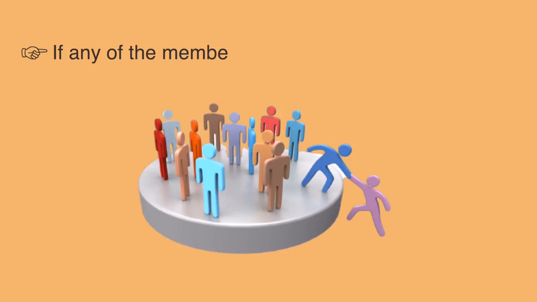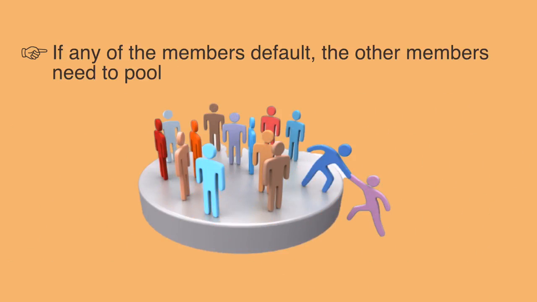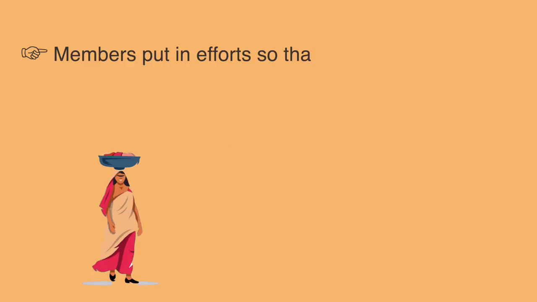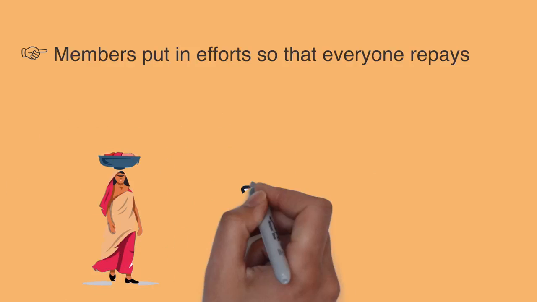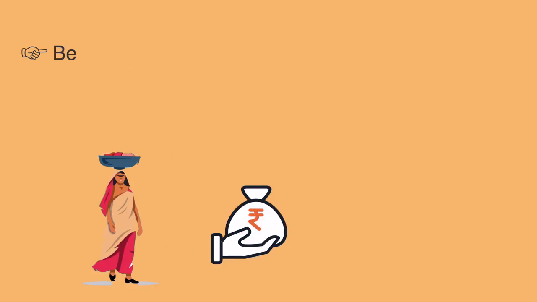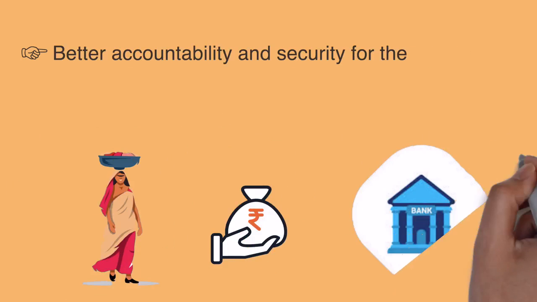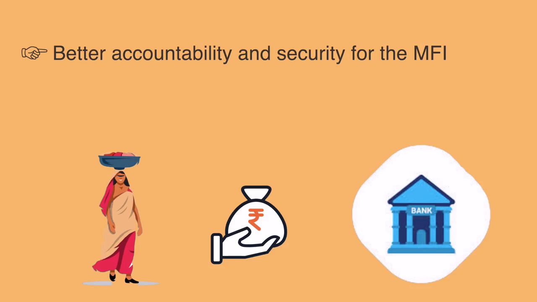If any of the members default, the other members need to pool in the money to repay the MFI. This ensures a greater effort on part of the members to make sure that everyone repays, thus resulting in better accountability and security for the MFI involved.